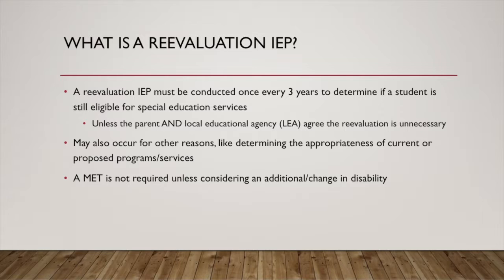So a reevaluation IEP. A reevaluation IEP has to be conducted once every 3 years to determine if a student is still eligible for special education services, unless the parent and local education agency, LEA, agree that the reevaluation is unnecessary. This may also include other reasons, like determining the appropriateness of the current or proposed program/services, and a MET is not required unless considering an additional change in disability.